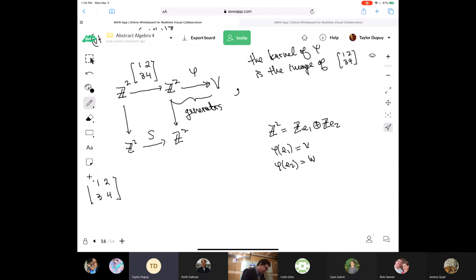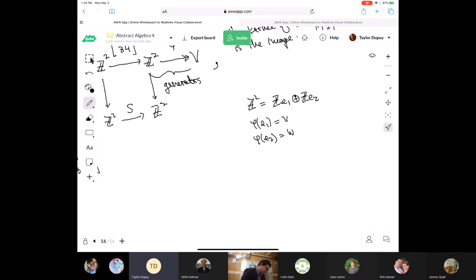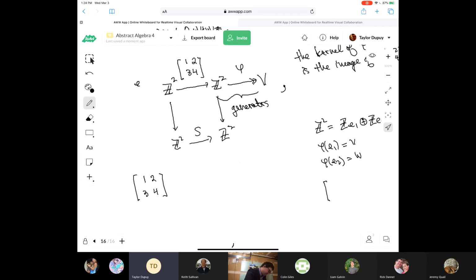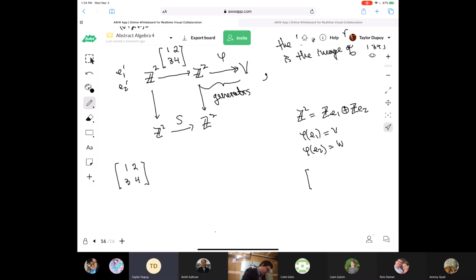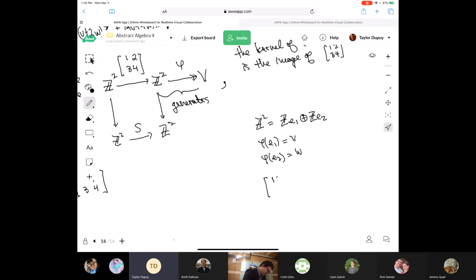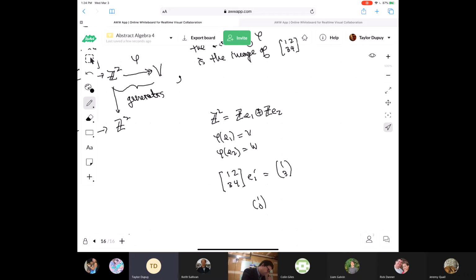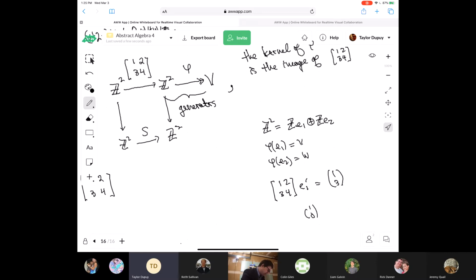Okay, and then let's see what this would be. So if we did this, let's look at this matrix. Let's say that this one has basis E1 prime, E2 prime. So then this matrix 1, 2, 3, 4, E1 prime. So this is like the 1, 0 vector. So this is 1, 3. And maybe I need to take the transpose of this. So this is 1, 3. So I guess I should be taking the transpose of this.